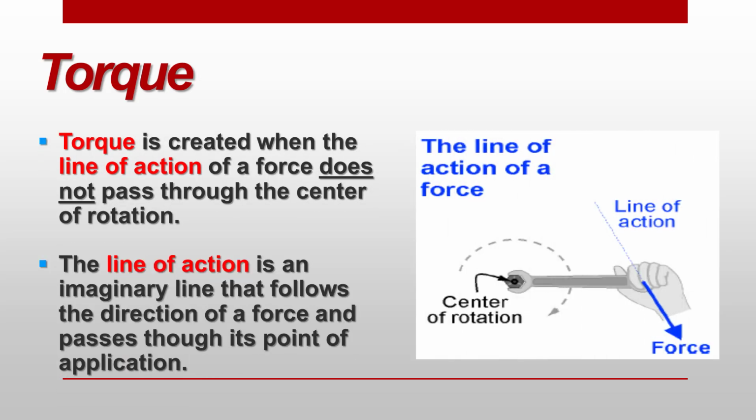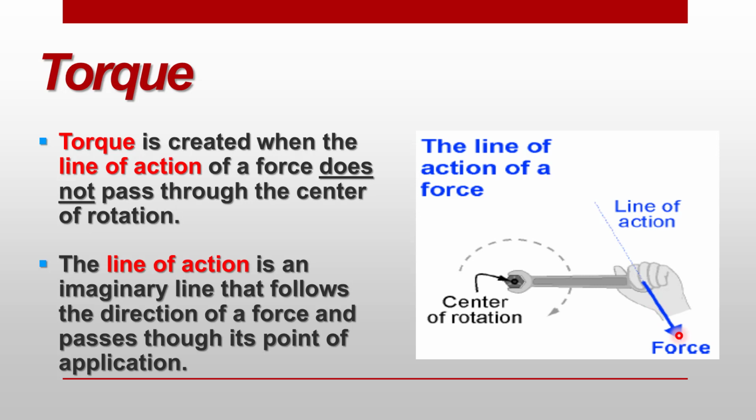Okay, so you can see over here, we are again taking an example of a spanner. You can take any object over here, but we are taking a general example of a spanner most of the times because it is easy to understand. If this nut is being rotated, it is the center of rotation, or you can say pivot point, and we are applying force in this direction.